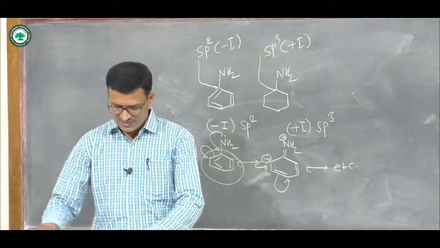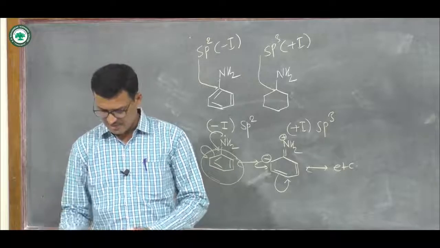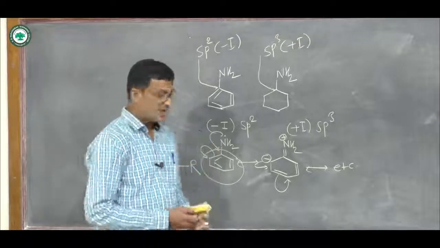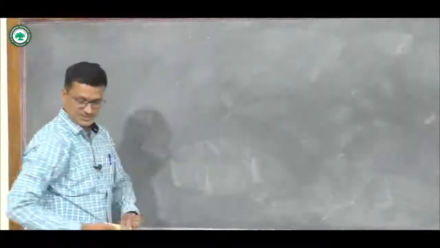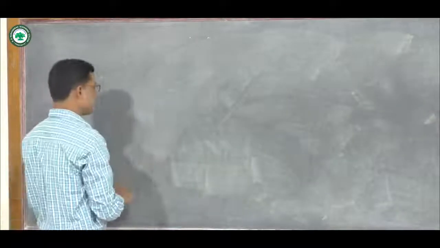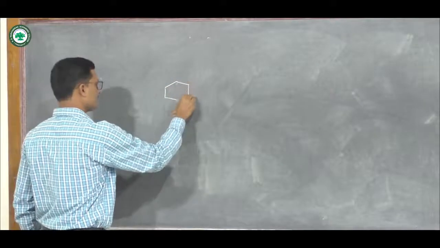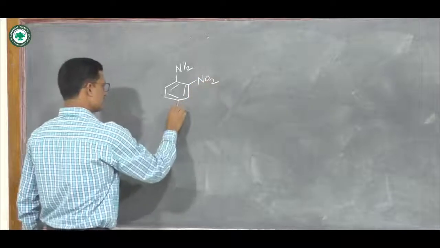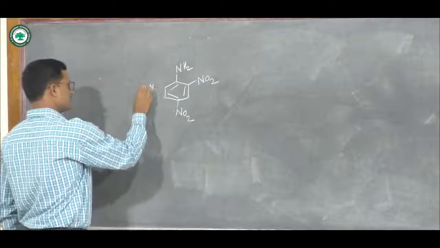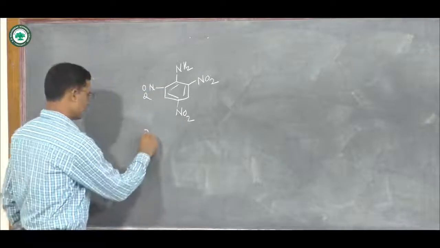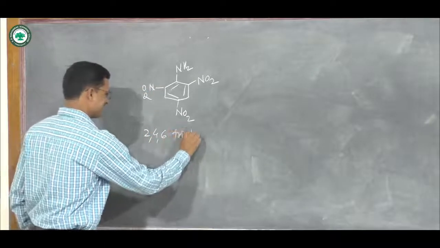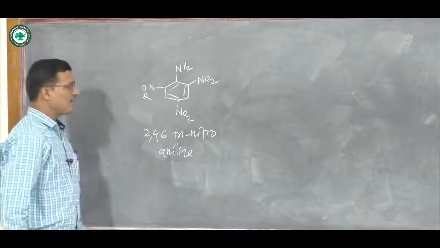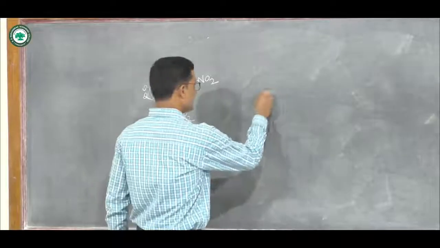Then we discuss the next example, and this is the last one regarding the base, and we write the 2,4,6-trinitroaniline. This is 2,4,6-trinitroaniline, and we write its derivatives.